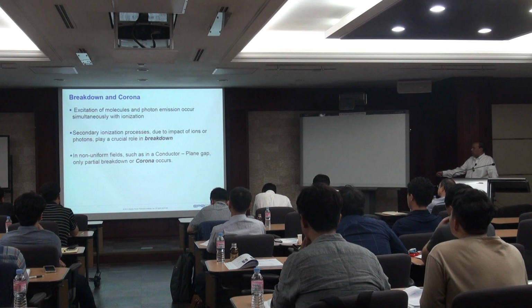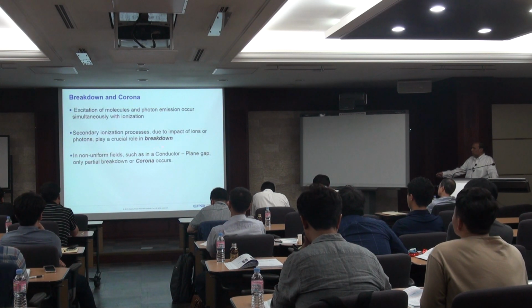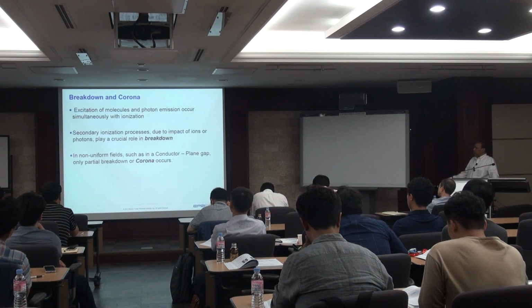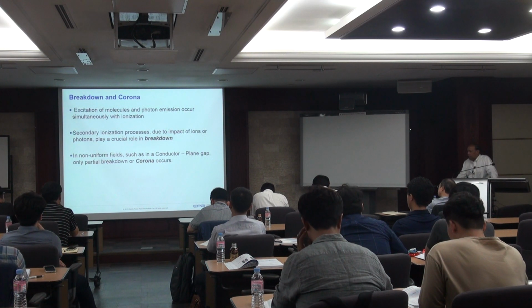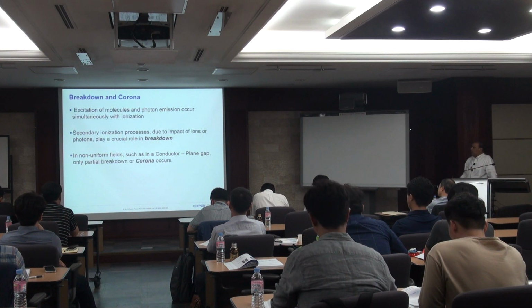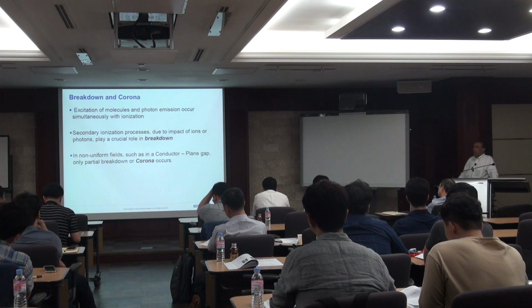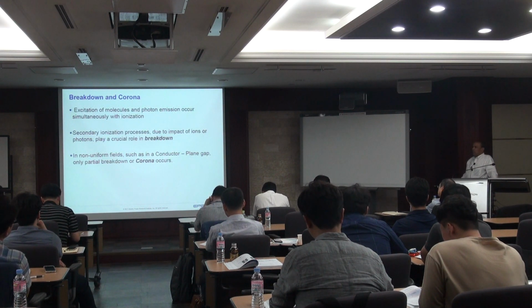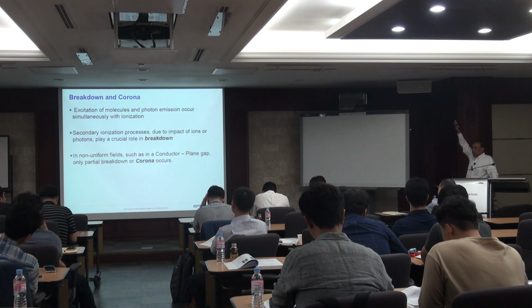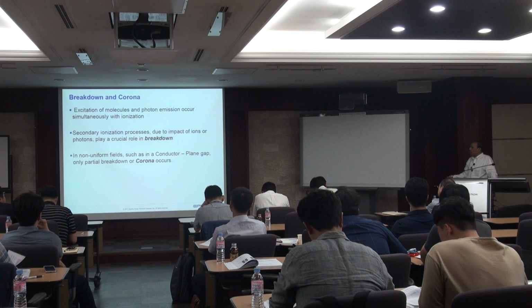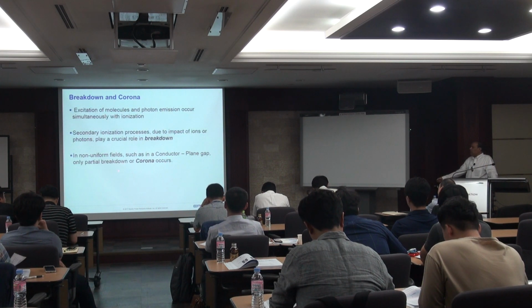Definition of breakdown is secondary ionization process due to impact of ions and photons plays a crucial role in breakdown. In non-uniform fields, which is the conductor, because the conductor is in the air and the plane is at ground potential, the field is not uniform, because the conductor, say an HVDC conductor, is a positive or negative pole, right? The ground is at zero potential. The field is not uniform. The field at the positive conductor is very high. At the ground level, almost close to zero, right? So it's non-uniform. Partial breakdown or corona occurs.